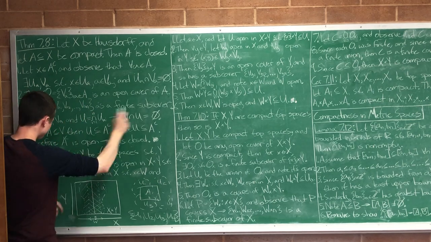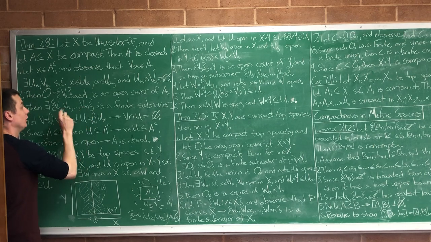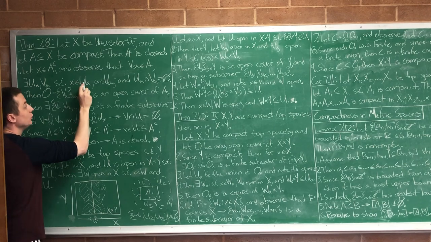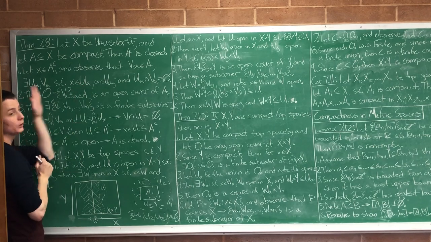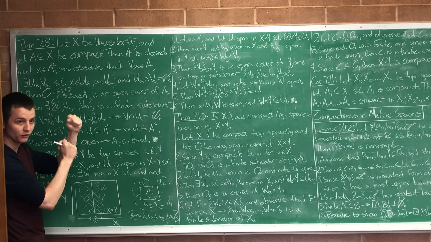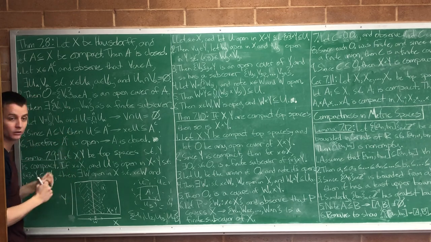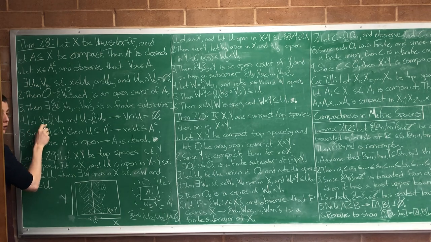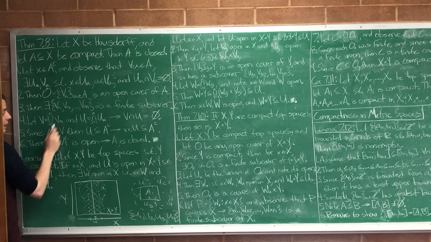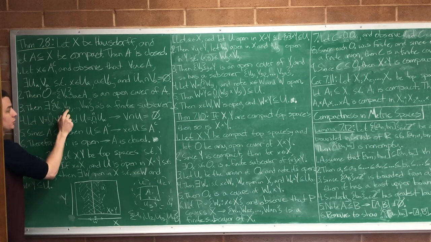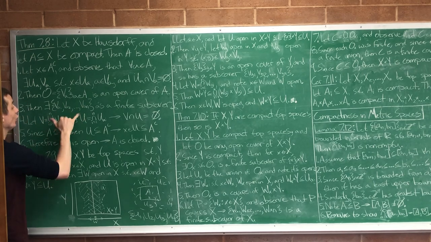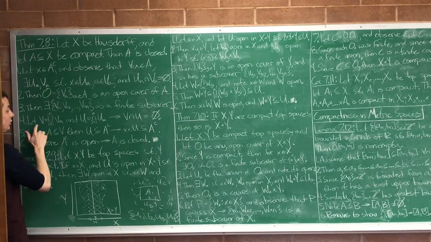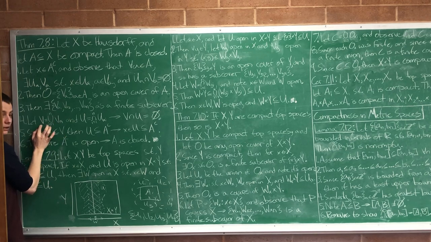Now remember that for each V_A1 through V_AN, there's a corresponding U_AN. Remember that for each V we had a U. So there's a pairing here. Don't lose track of our U's. So let V equal the union of all my V_Ai's. Notice that these are a cover of A. So when I union them all up, I still have a cover of A. So V is a cover of A still.